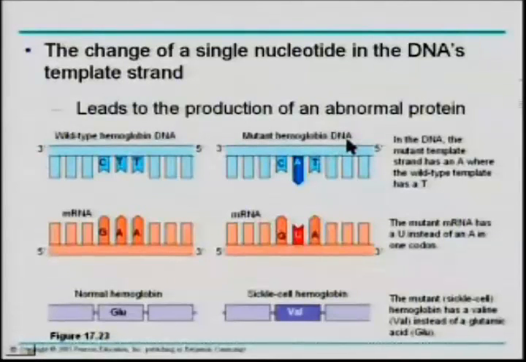In the mutant hemoglobin DNA, it is CAT, resulting in a message that has the codon GUA, and this signals for a valine amino acid residue, where the glutamic acid is supposed to be. I'm forgetting my amino acid abbreviations. So a valine is substituted for a glutamic acid.